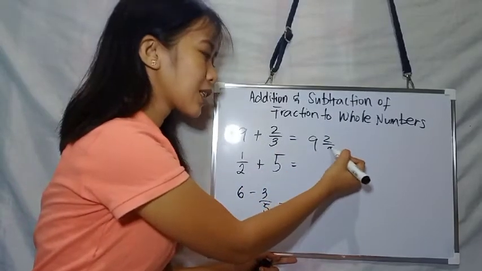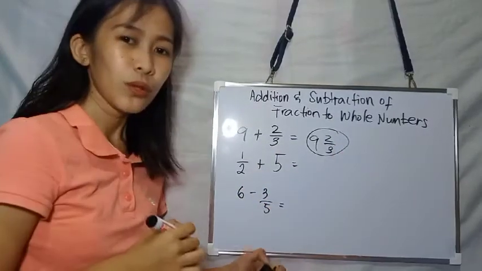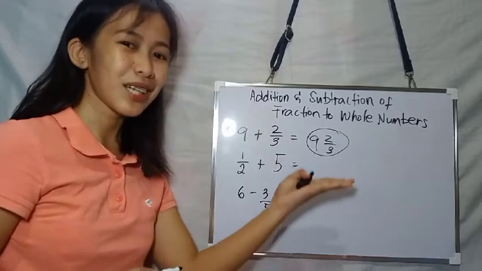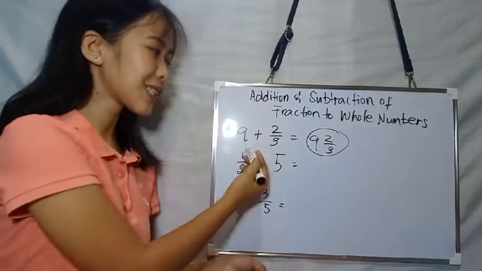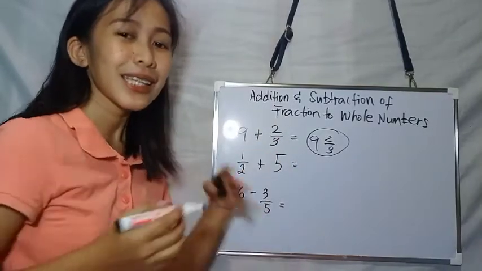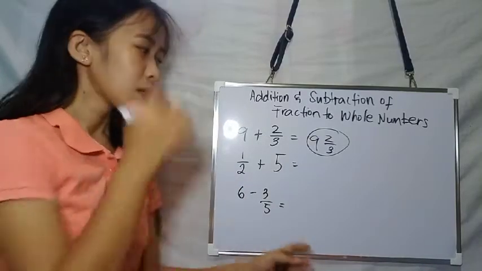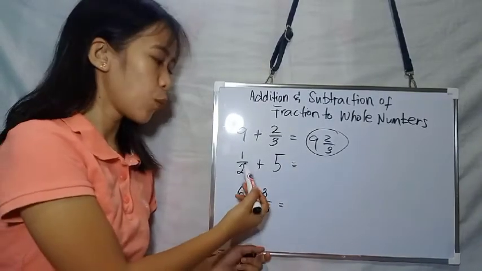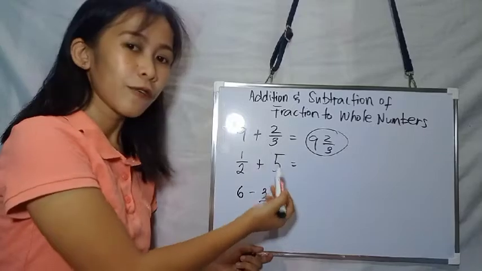Ayan, so the answer is 9 and 2/3. 9 and 2/3, yan na yung pinakasagot natin. Pinagsama lang natin talaga sila literal, as in. Okay? So, for the second example, we have 1/2 plus 5.